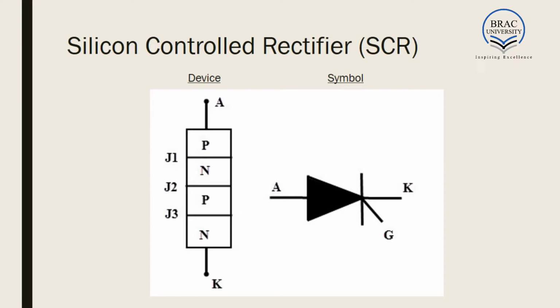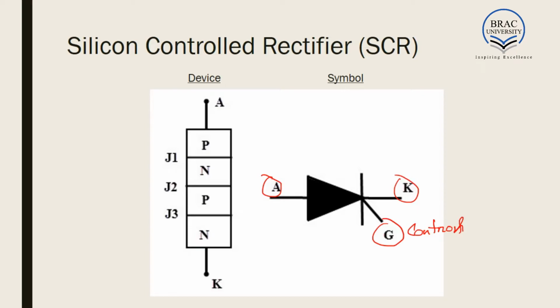As we can see, the circuit symbol of SCR looks like a diode. It has an anode and cathode similar to diode. The only thing different is the gate terminal. This is the control terminal. Using pulses at the control terminal or the gate terminal, we can switch the SCR on.